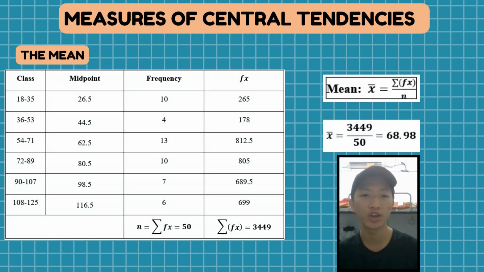Next, I'm going to continue with measures of central tendency, which are the mean, median, and mode. For the mean, before we calculate it, we have to calculate the midpoint and the fx for each class. To get fx, we multiply the frequency by the midpoint. This is the formula of the mean: the total of fx, which is 3449, divided by n, which is 50, equals 68.98.